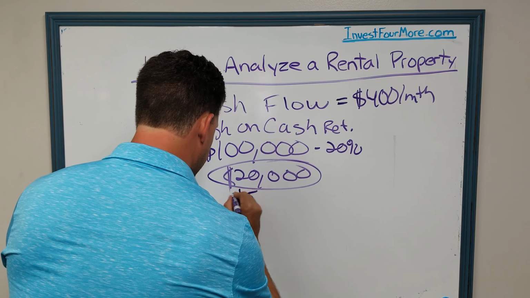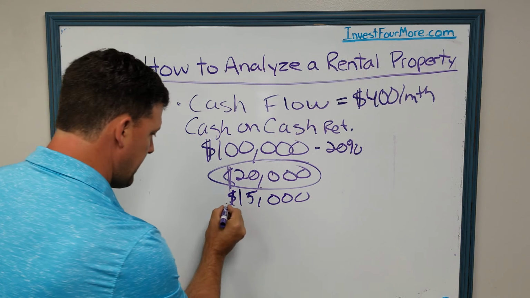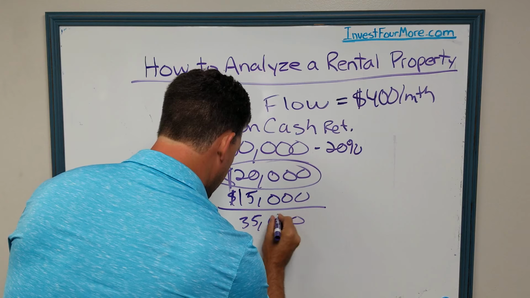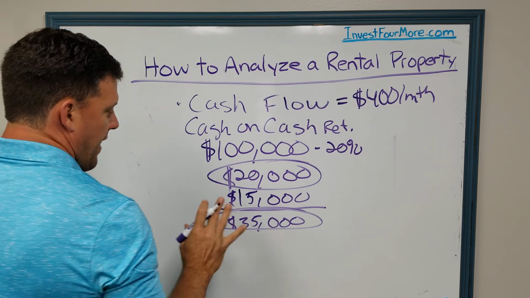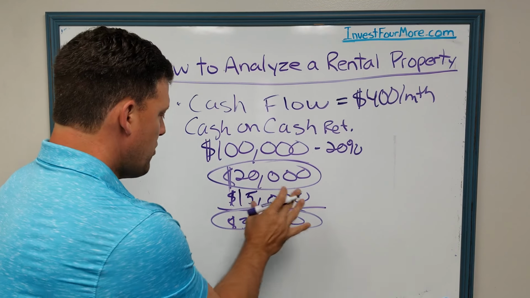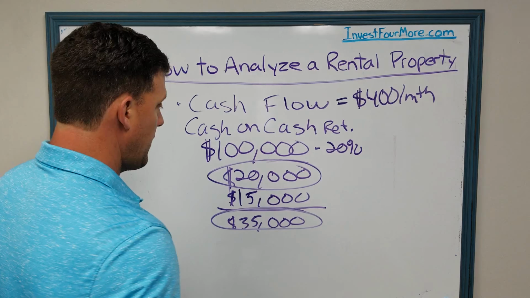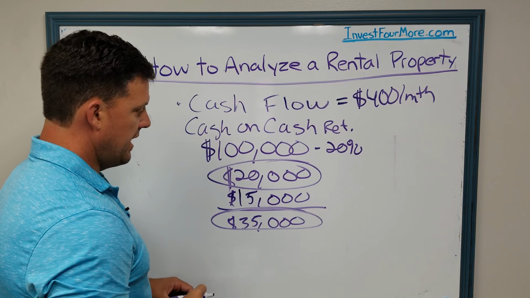It needs $15,000 in work. I don't know why I circled that because it doesn't really make any sense, because now we have $35,000 into the property, and this is the one I should be circling instead. That's our investment. Again, this could be more or less. There could be some vacant months. We're gonna make it easy. We're just saying $35,000 is our investment into the property.